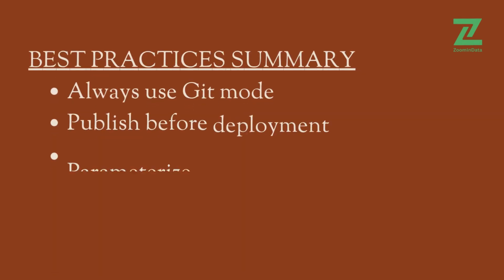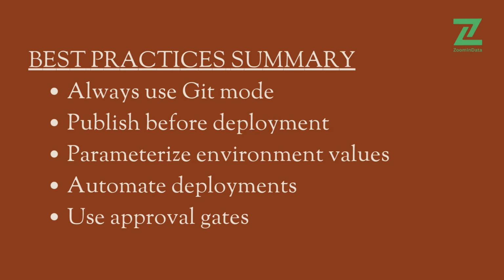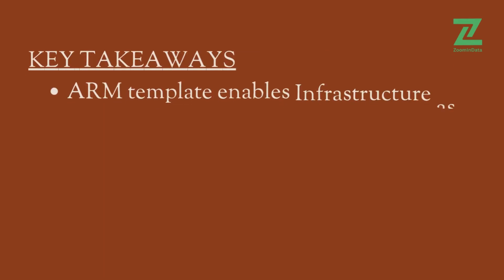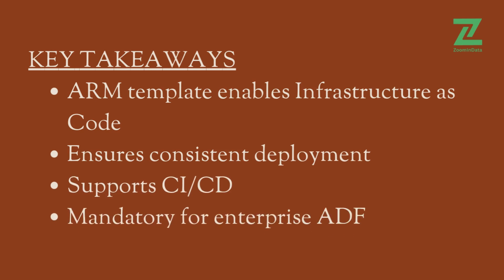Always use Git mode for development. Publish before deployment. Parameterize environment values. Automate deployments through pipelines. And use approval gates for production safety. ARM templates enable infrastructure as code. They ensure consistent deployment. They support CI/CD processes. And they are mandatory for enterprise-level Azure Data Factory implementation.